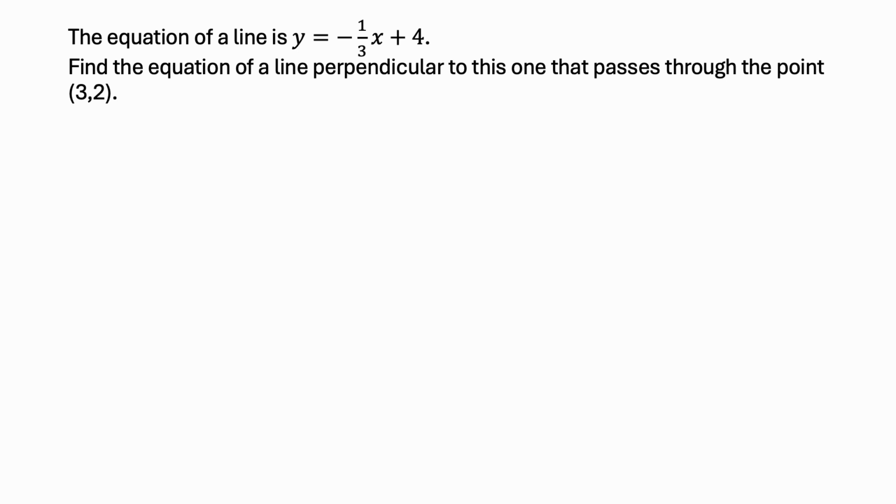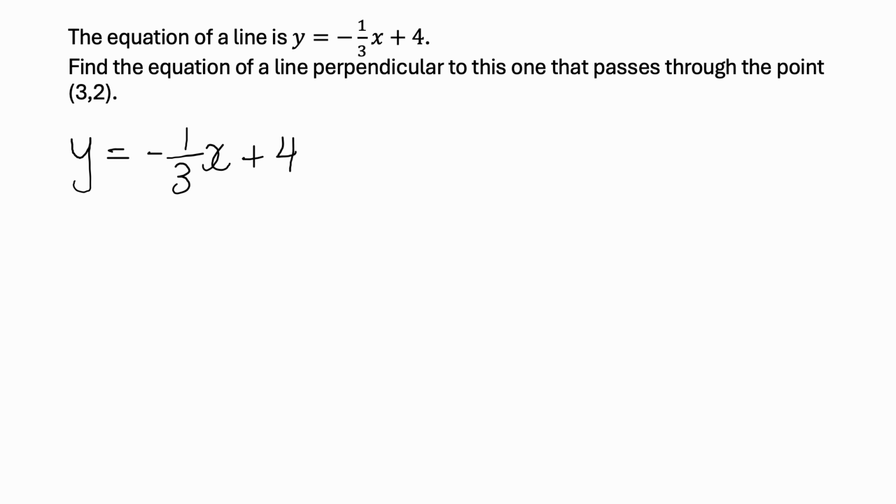Okay, let's look at this one here. The equation of a line is y is equal to minus a third x plus 4. Write the equation of a line perpendicular to this one that passes through the point (3, 2). First of all, let's write that y is equal to negative a third x plus 4.